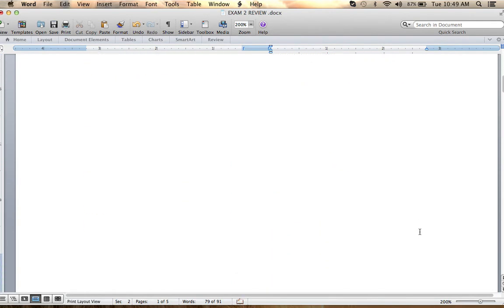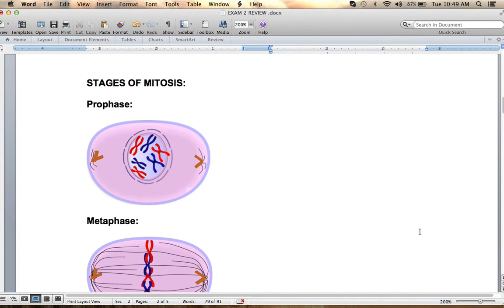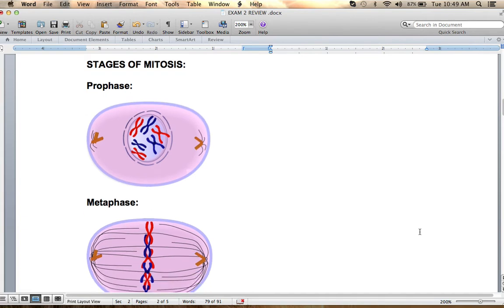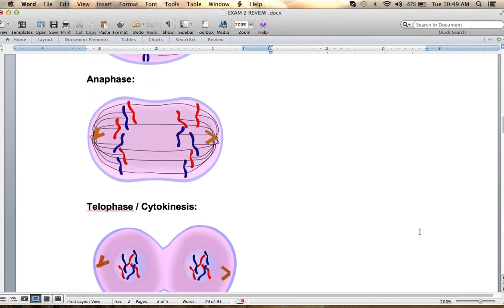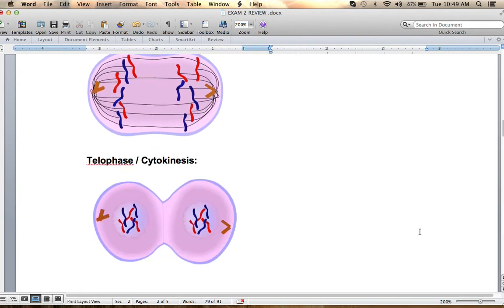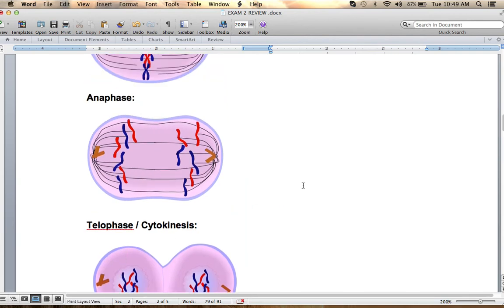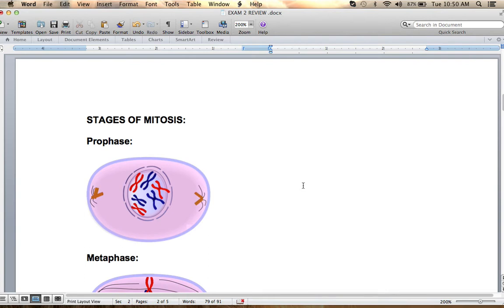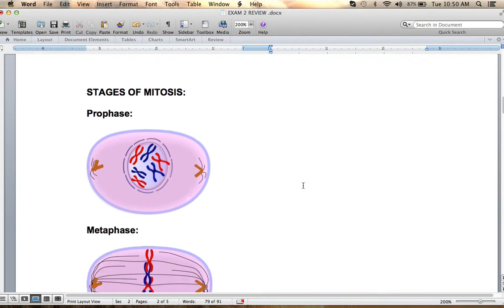The next thing we're going to look at is the stages of mitosis. Mitosis has 4 stages: prophase, metaphase, anaphase, and telophase. And then cytokinesis is the separation of the cells, the separation of the cytoplasm, and that's a little bit different. This picture shows both of them happening at the same time, but cytokinesis is not technically considered part of mitosis. Remember, in mitosis, the point is to make identical daughter cells.